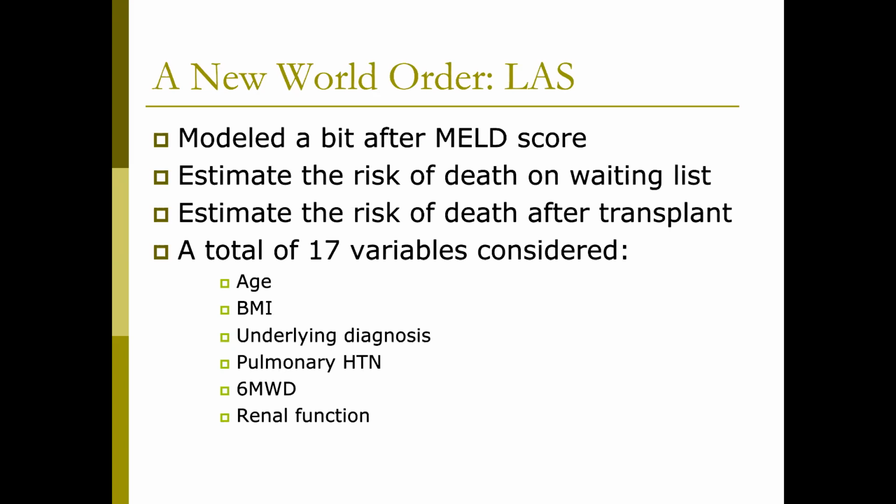And that's more about the nature and the natural history of one. So we thought that it was better to transplant with IPF, even though they may have had comparable severity of the disease, because patients with IPF would progress much faster. A total of 17 variables were considered initially for the LAS score: age, BMI, underlying diagnosis, presence of pulmonary hypertension, 6-minute walk test, renal function. I selected some of the bigger, more important ones. Obviously, there are a lot more because there were 17 variables.